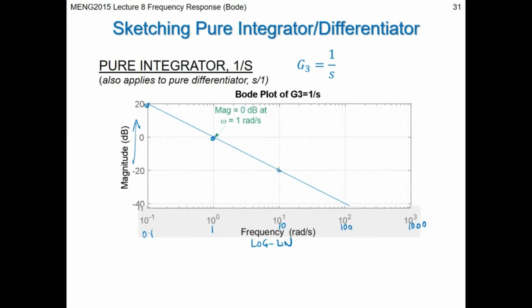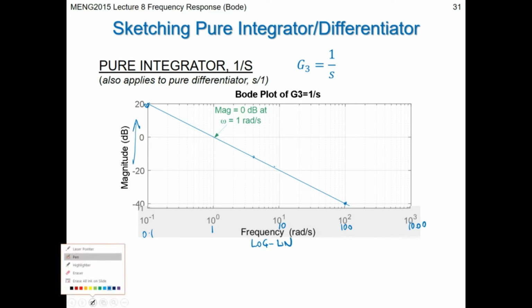As you go up another decade, you're going to have minus 20. As you go up another decade, minus 40. So it corresponds to what we expected. If we just take the octaves, for instance, this is 1, this is 2, this is 4, and this is 8 here. So these all also correspond back. Zero, this is minus 6, minus 12, minus 18. So you see the octave plots lie on the straight line as well.